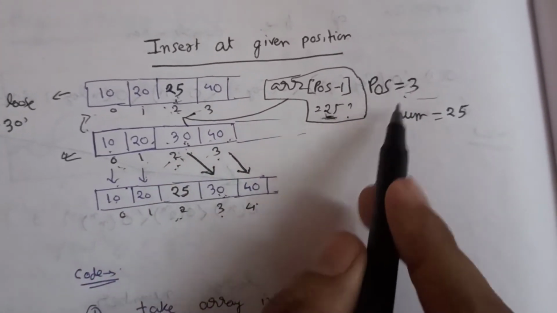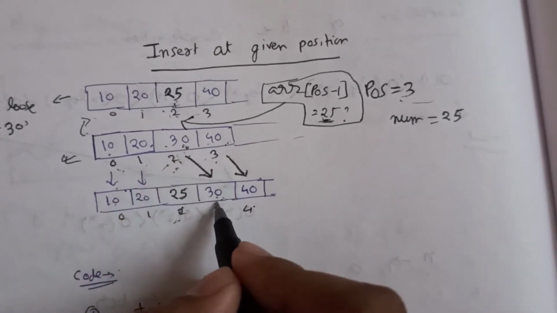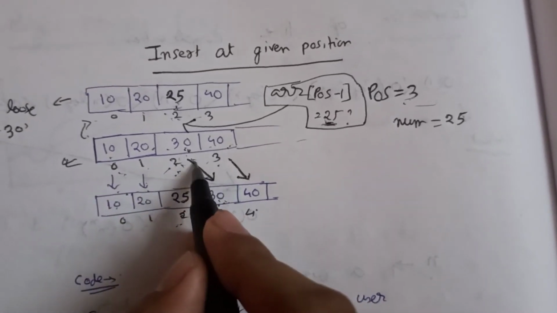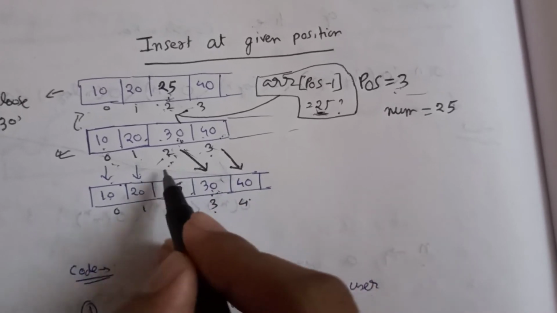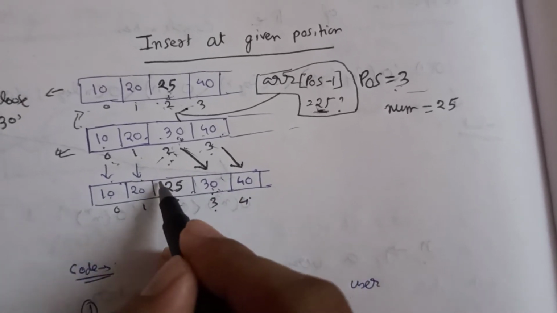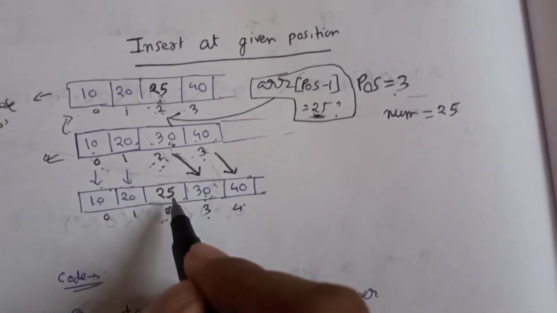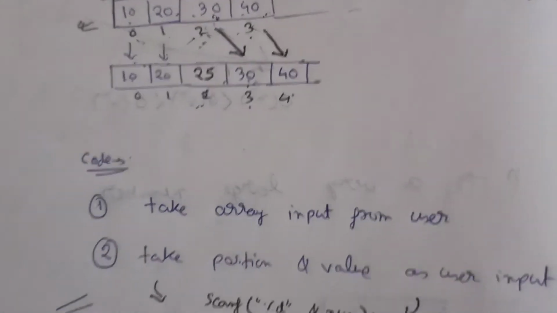So now we can insert our value in the given position, and we will still not lose our initial values. 10 and 20 will remain here, 30 and 40 will shift one place to the right, and this place will be filled with the given value which we want to insert. That's how we insert a given number at a given position in an array.